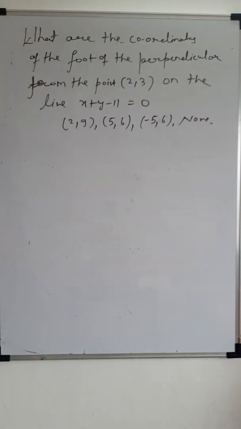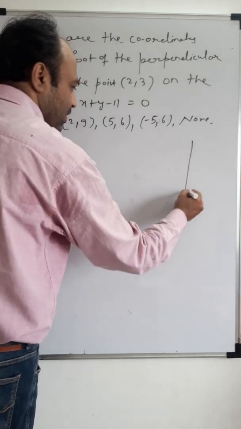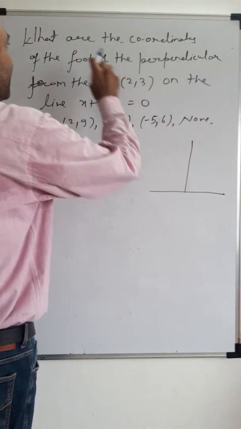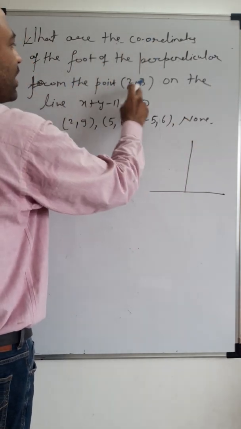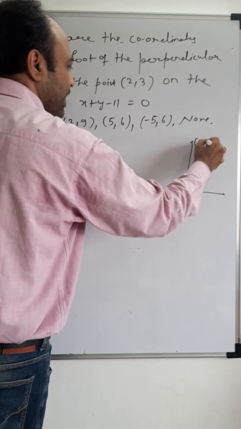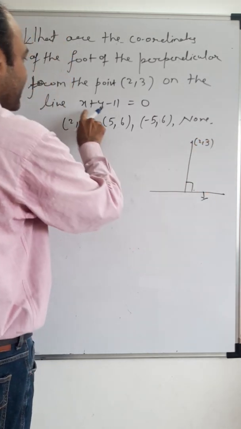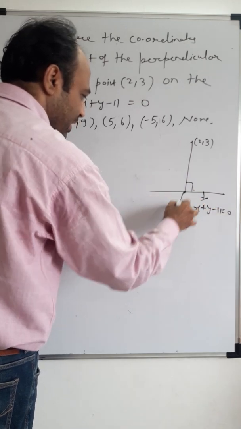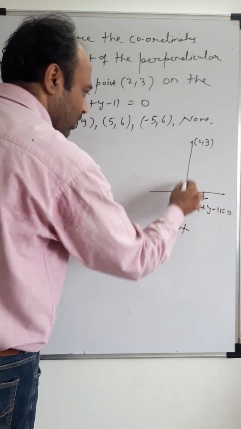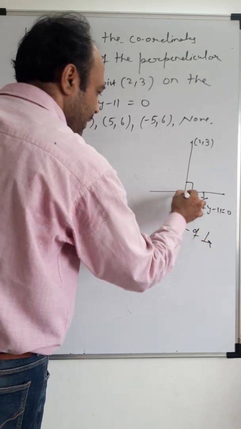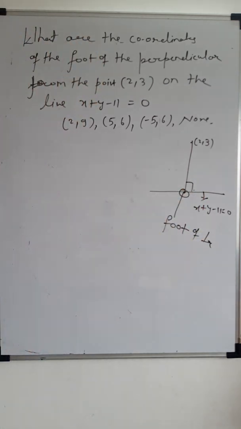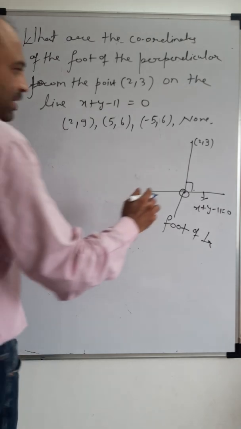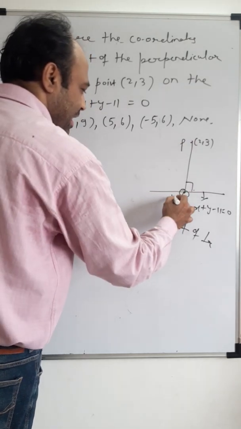We have to find the foot of the perpendicular, correct? So we'll draw this. This is the point (2, 3), perpendicular to the line x + y - 11 = 0. This point is the foot of the perpendicular, and these are the coordinates we are looking for. Let's say this is P and this is M.